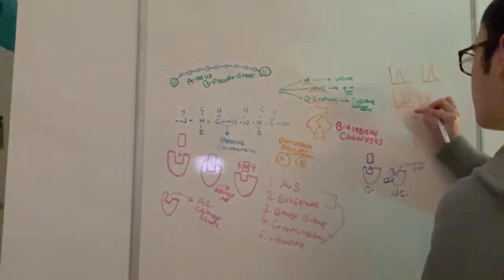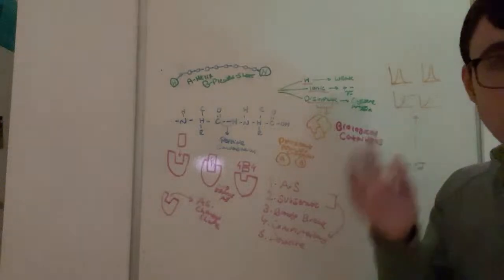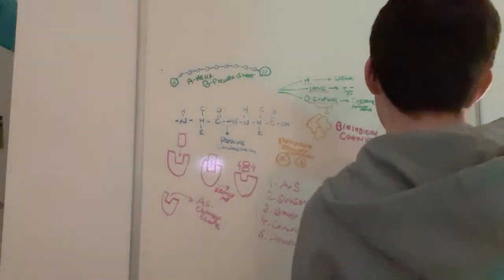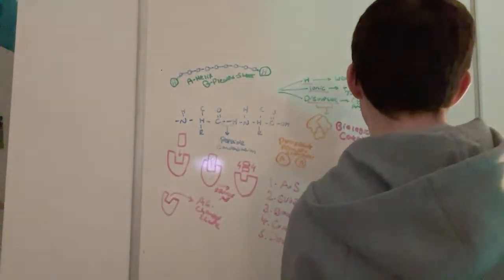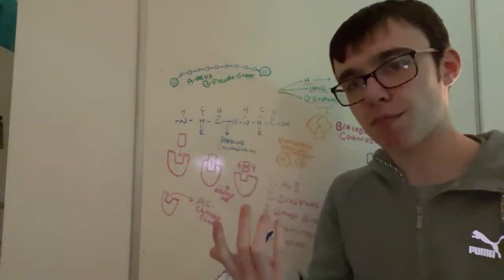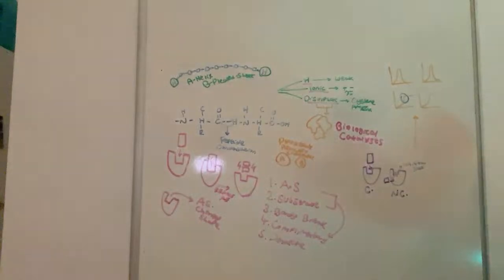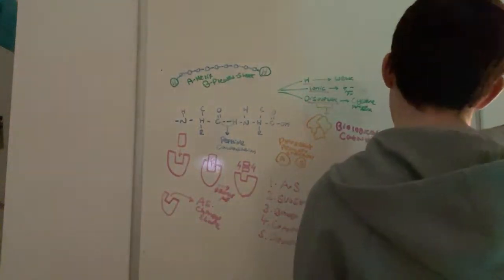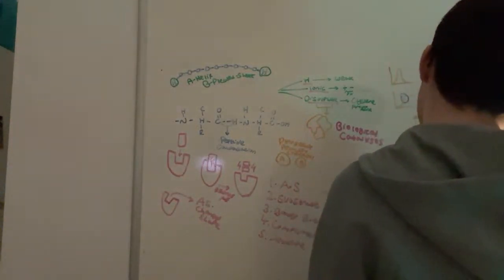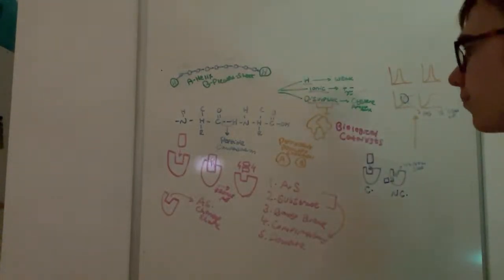Or basically the way... No, I've said that wrong, I'm sorry. The way to say it is the more active sites there are, it increases the rate of reaction up until there are no more substrates to bind with the active sites. So basically for these two, it's just the active site is used up. And that's why the graph plateaus out.